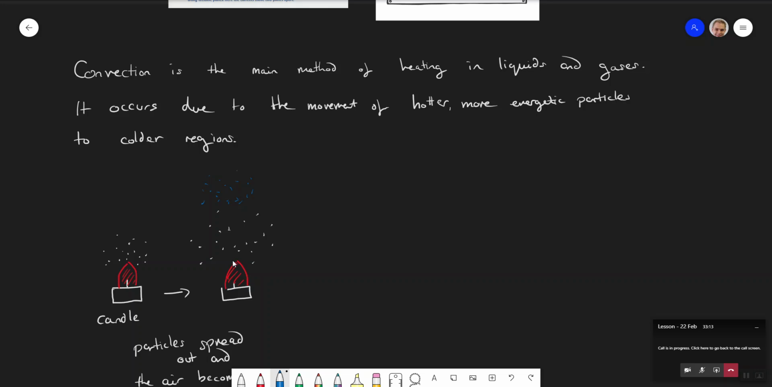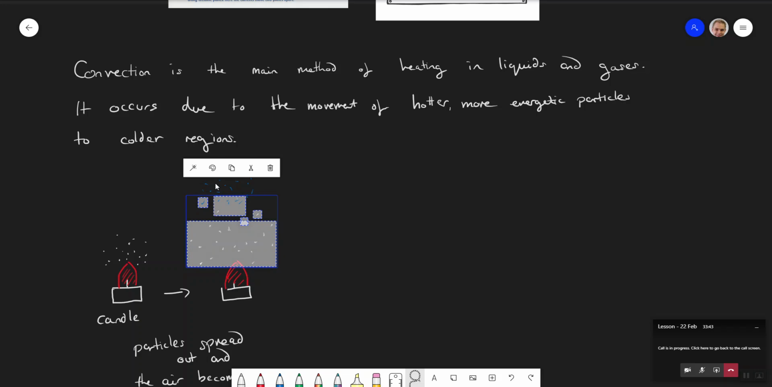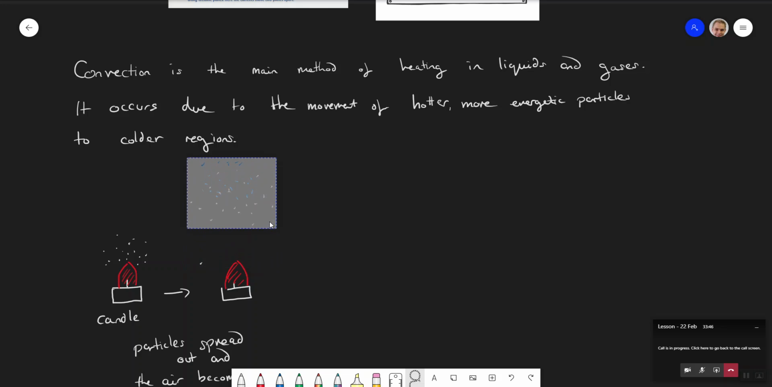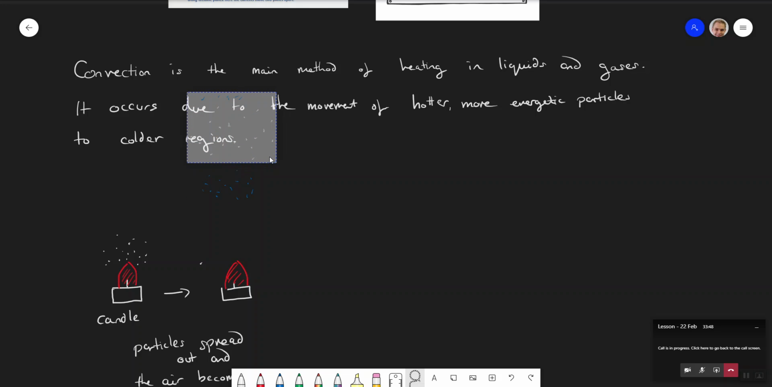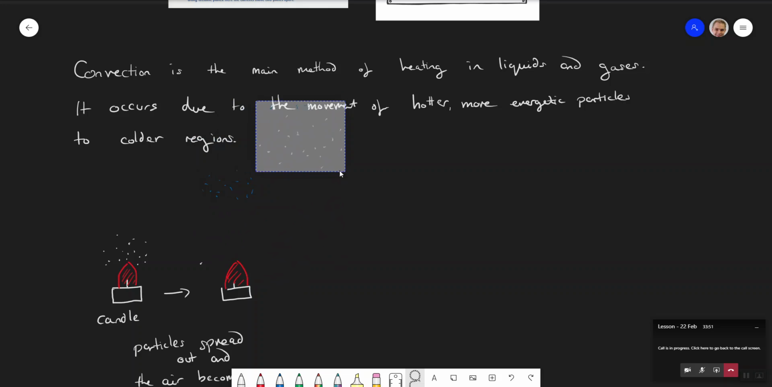And if you remember doing density in year 9, well, more dense things sink, okay? Less dense things float on top of more dense things. So these particles have got to go upwards. These particles now have to move because they are less dense, so they will rise up. What happens is they will move up and sit on top of it. So they move upwards.